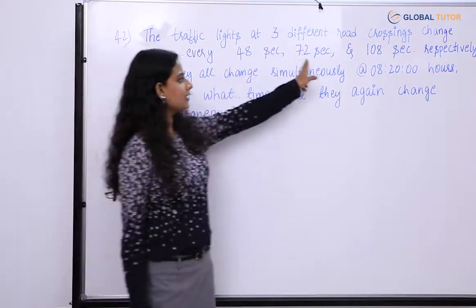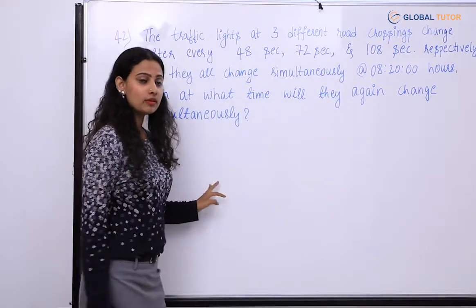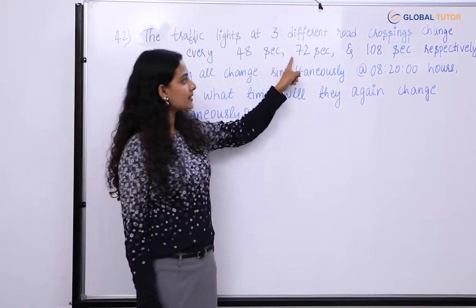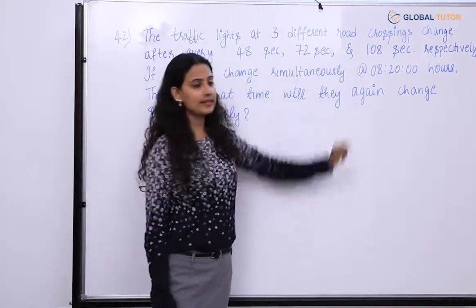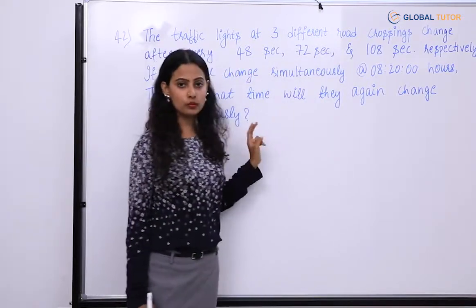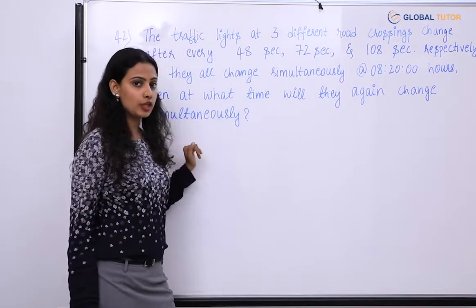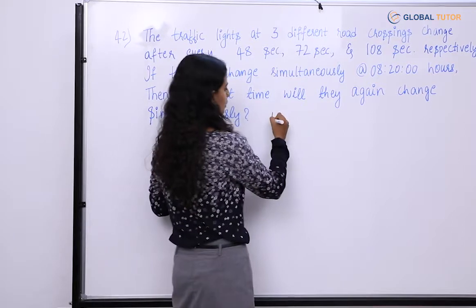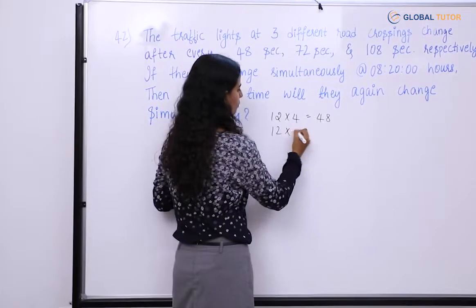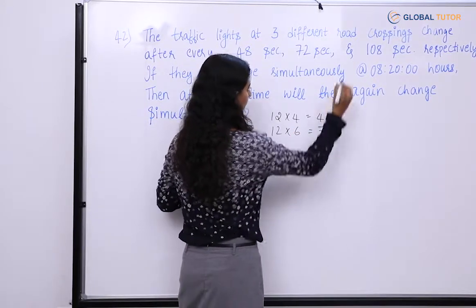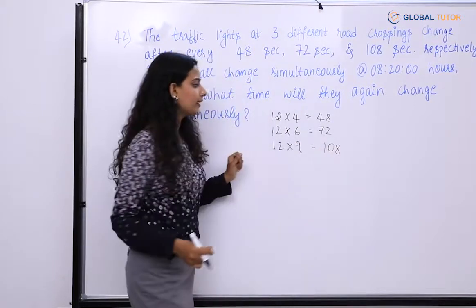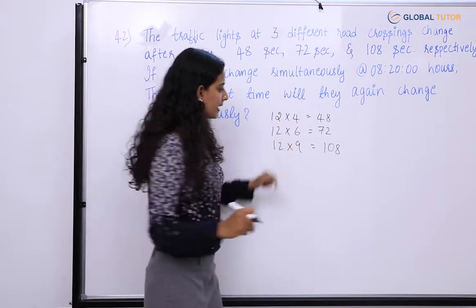Now when you see these 3 numbers, you should immediately remember these are the multiples of 12. 12 into 4 is 48, 12 into 6 is 72, 12 into 9 is 108. So at the LCM of these 3 numbers is when they will simultaneously change. Now this can be written as 12 into 4, 12 into 6 and 12 into 9. Now you have to find out the LCM of 4, 6 and 9.